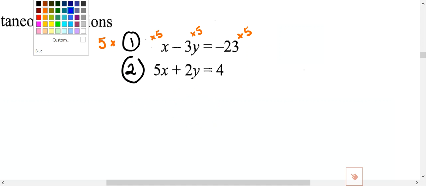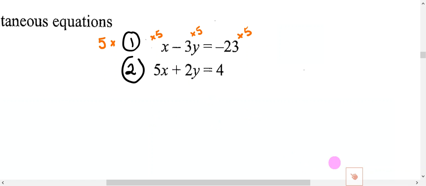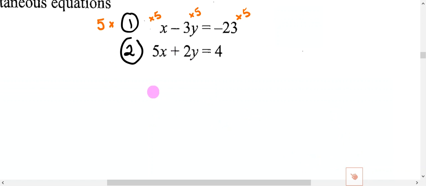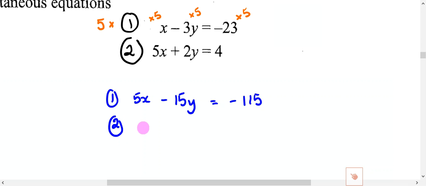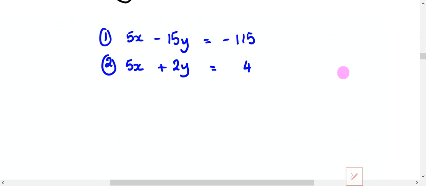So my new number 1 is going to be 5x's minus 15y's equals minus 115. Okay. My number 2 is unchanged, so I've written it like that. And what are we going to do?